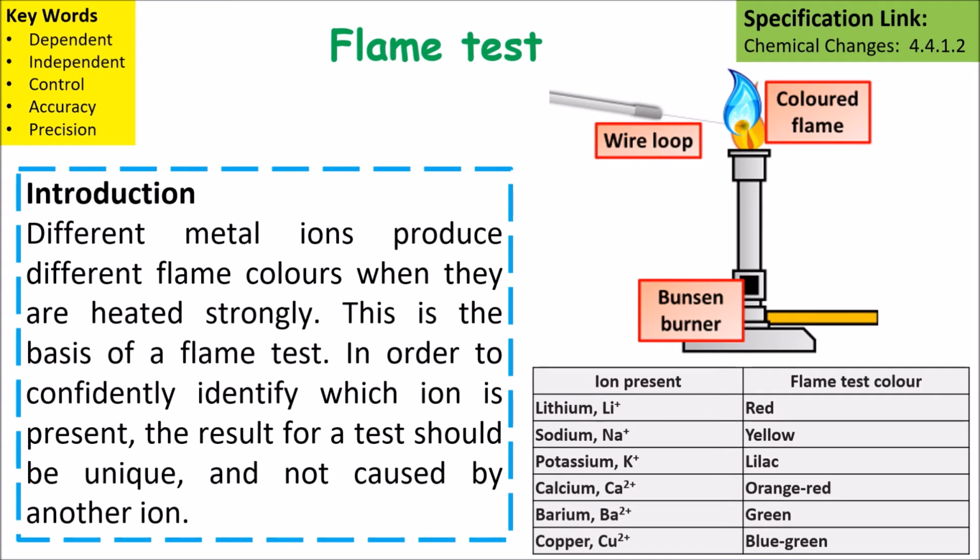Different metal ions produce different flame colours when they're heated strongly. This is the basis of the flame test. In order to confidently identify which ion is present, the result for the test should be unique and not be caused by another ion. For instance, lithium causes a red flame, sodium causes yellow, potassium causes a lilac, calcium is an orangey red, barium is green, and copper is a bright blue.